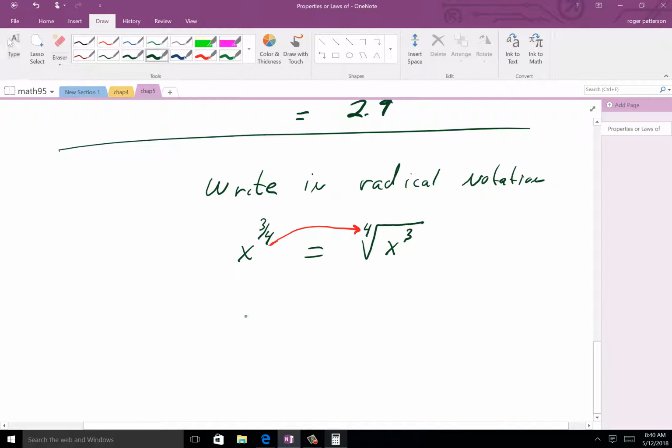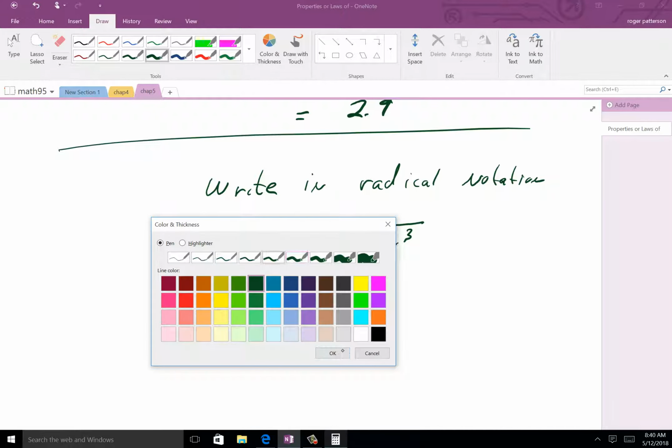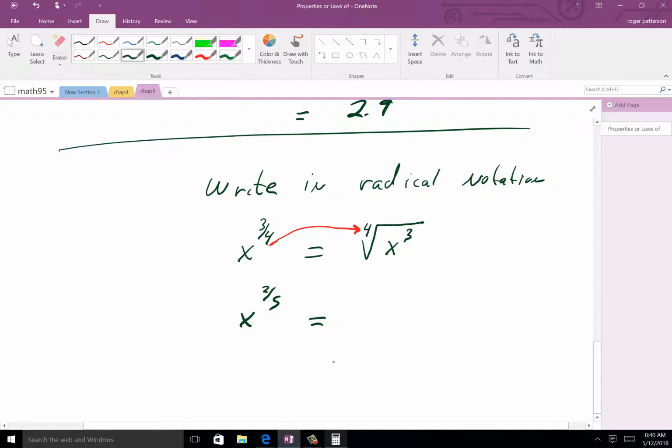Try another one. Let's write this in radical notation. What's it going to look like? What's the root going to be? We're doing this one here. Oh, okay. Then 5th root of x to the 2nd. Yep, good.